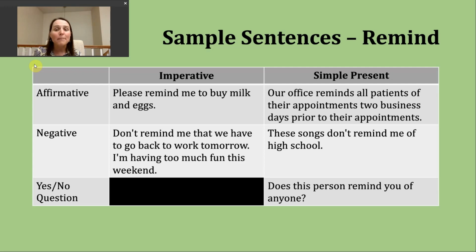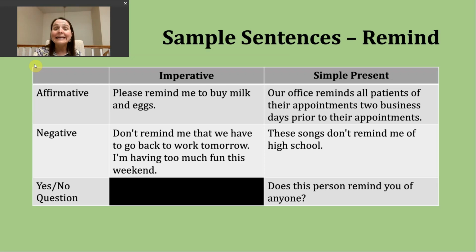Our office reminds all patients of their appointments 2 business days prior to their appointments. Okay? Maybe this is a dentist office describing their policy. I know my dentist sends text to remind patients like myself when we have appointments. Some offices might have phone calls, others might do emails. It's all kind of different and just whatever they wish, but that's the idea. They want you to remember to show up at the right place and at the right time.